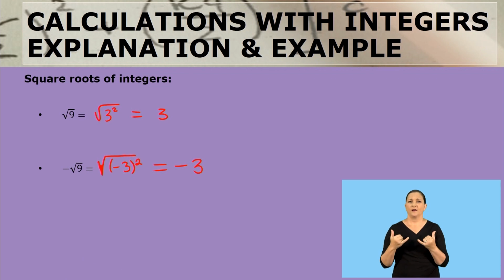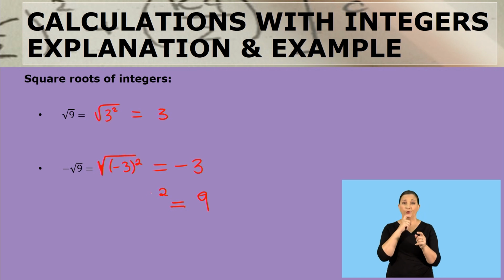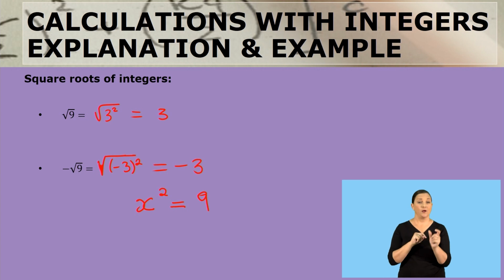So what happens if we are not told whether it's a positive square root or a negative square root? So for example, if we are told that a certain number squared is equal to 9. Now we know in maths, we don't use blocks to represent a number that we don't know, but we do use variables. And now we can say there that a certain number, or x squared, is equal to 9. Now in this case, we are not told whether we are looking for a positive square root or a negative square root. So how do we work that out?